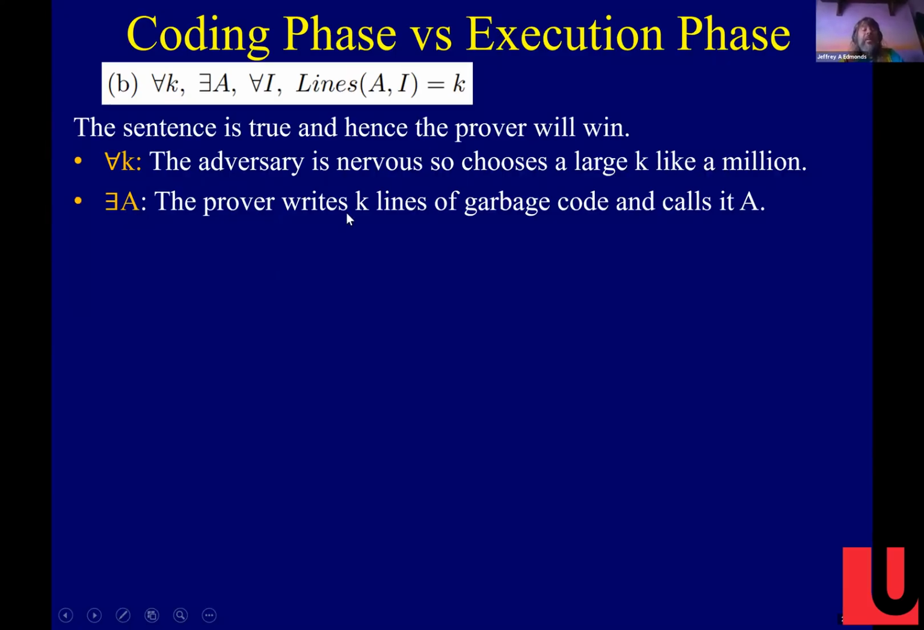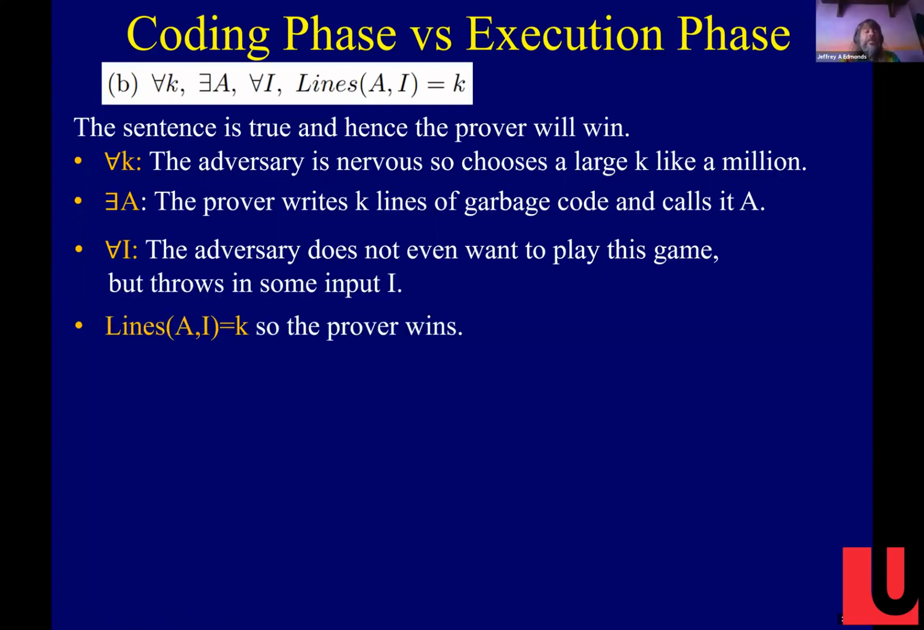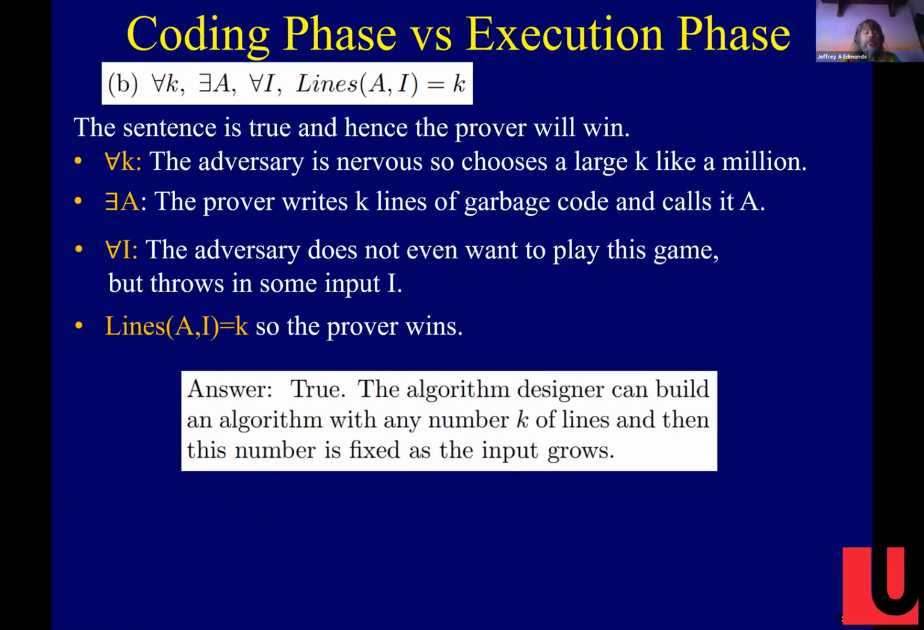Knowing k, the adversary has to write code, and he writes k lines of garbage code. Doesn't matter what they do. He just writes k lines of code, and he calls it A. Then the adversary comes up with some input, and we say the adversary doesn't want to play because he's going to lose. So we let I be some arbitrary input, and then we say, oh, look, the algorithm does in fact have k lines of code, right? So the prover wins, right?